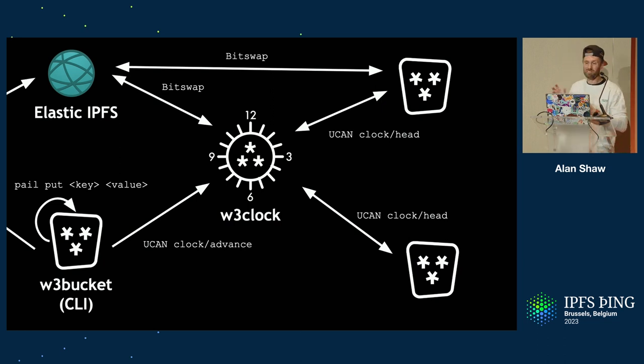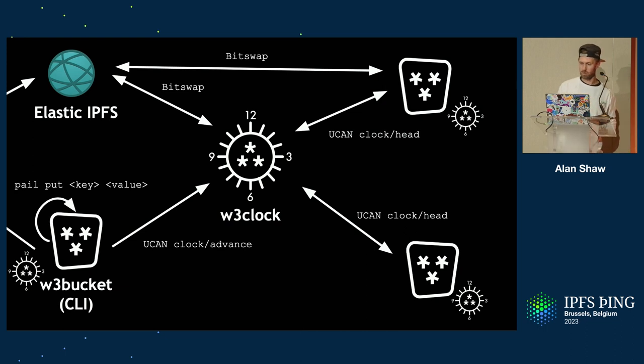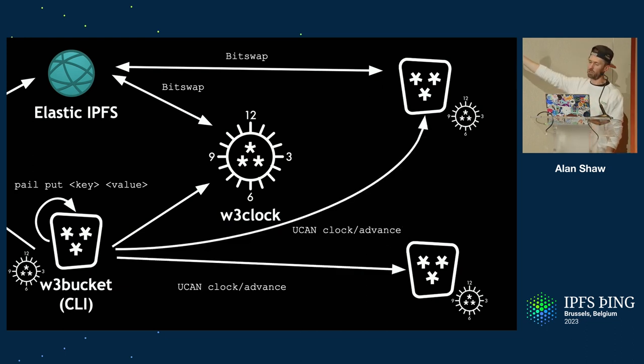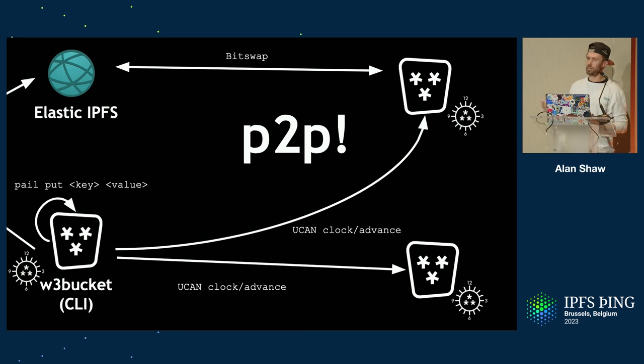But the real beauty of this is that these buckets are also Merkle clocks. And when you put a value, all W3 bucket does is advance its own local clock. So you can just push your clock advances directly to another node. And that's all fine because of Merkle clocks and CRDTs. It all works out no matter what order the events arrive in. So you can push directly to other buckets. And then you don't really need that rendezvous point at all, provided you can actually talk directly to other buckets, which is kind of cool, right?